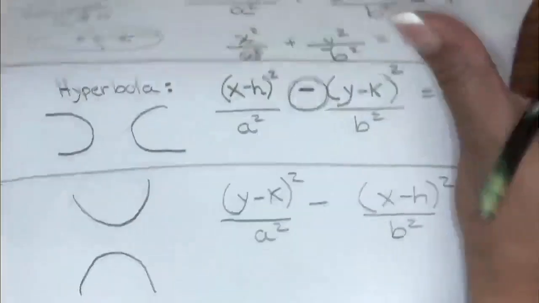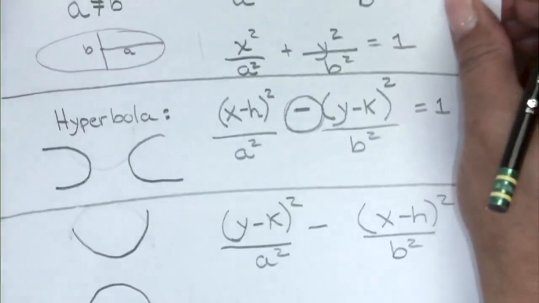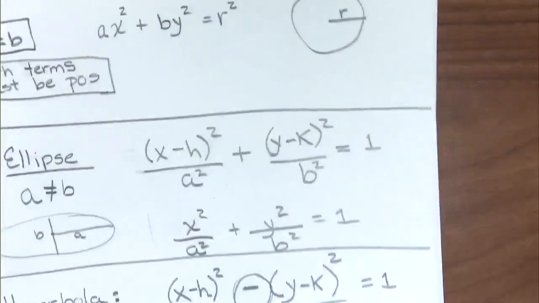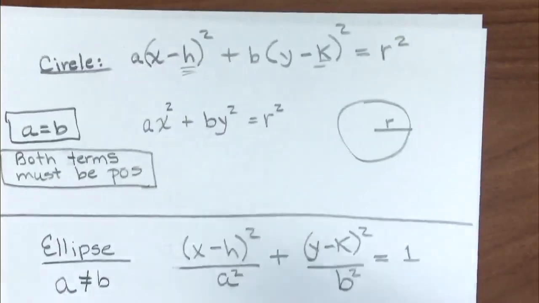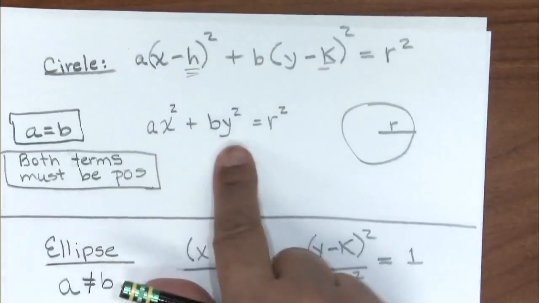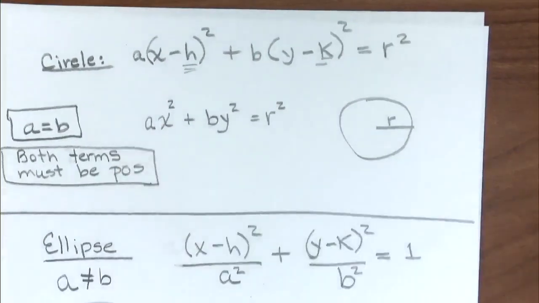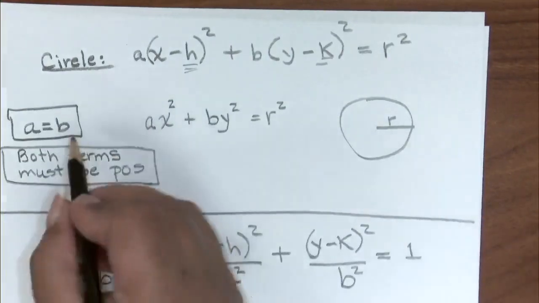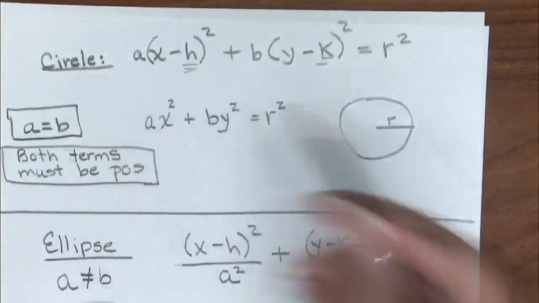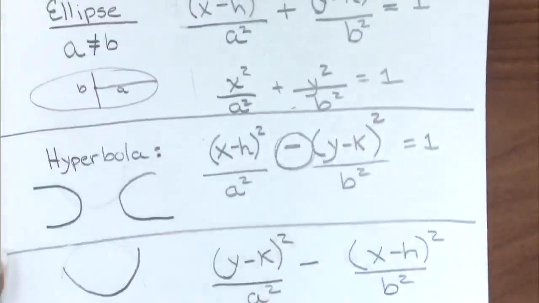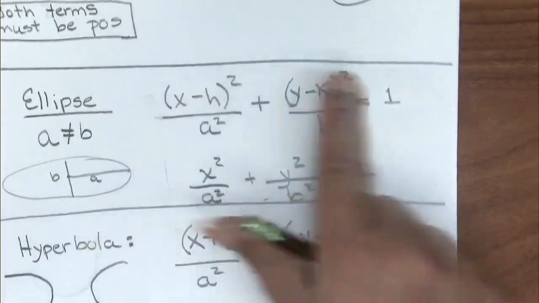Okay, last one that you have to know. You got to know these four shapes, what to look for. Okay, let's review it. Both terms are squared. Both terms are positive, and both the coefficients are equal. Okay, A is equal to B. You have two squared terms. That's a circle. Ellipse is both terms are squared.